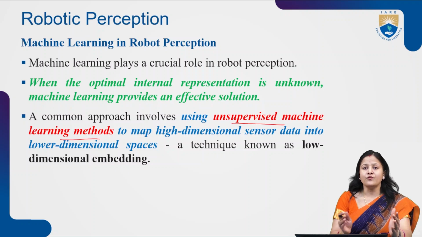And what is the meaning of mapping high-dimensional data? If the data is in 3D, then we can change it to 2D data. 3D data takes more space compared to 2D data, or 2D data we can convert into 1D data.